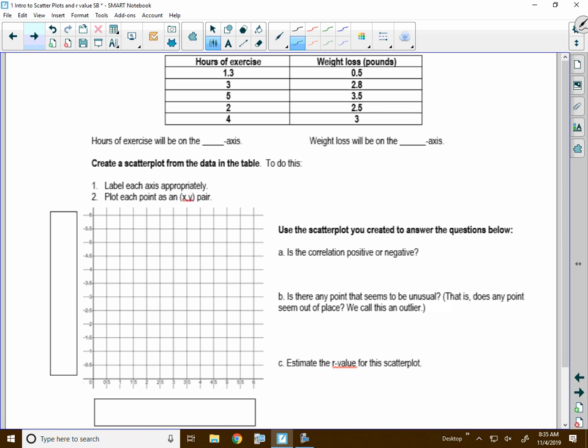All right, hours of exercise. Which axis is the hours of exercise? Go ahead and mark it. Okay, and then obviously weight loss will be the y-axis.